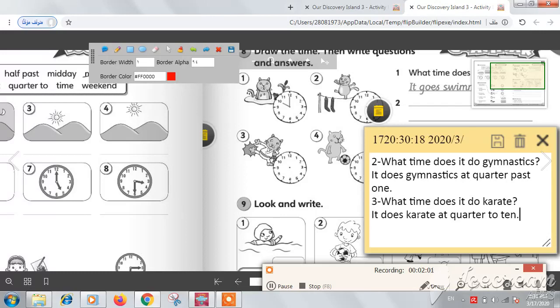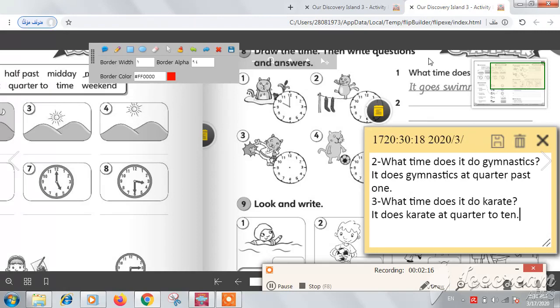You can pause the video to write the answers and then resume listening.